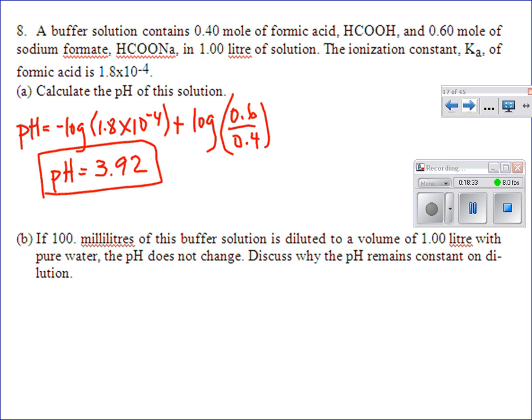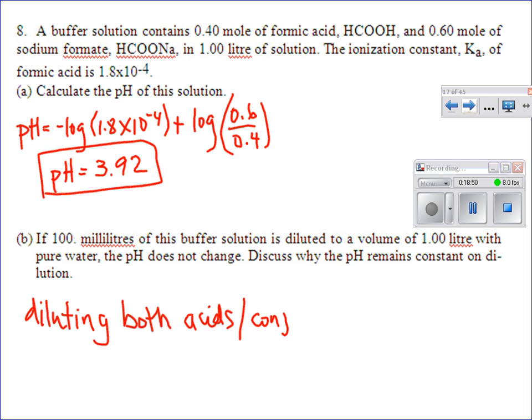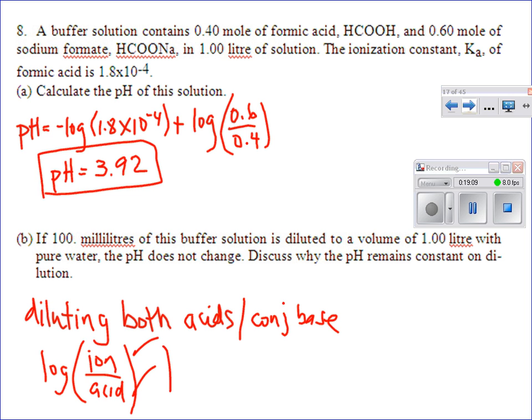Oh, it doesn't say ask. It tells you. The pH does not change. Discuss why. Well, you're diluting what? Yep, you're diluting both the acid and the conjugate base at the same time. So you're not affecting the overall pH. And how you can see that mathematically is that log of the ion over the acid. You're diluting these equally, so the ratio does not change in Henderson-Hasselbalch.